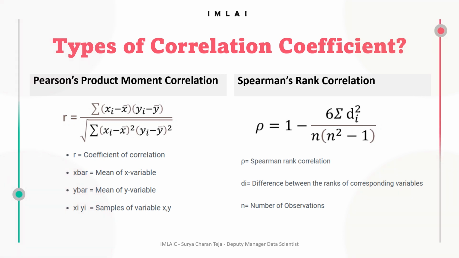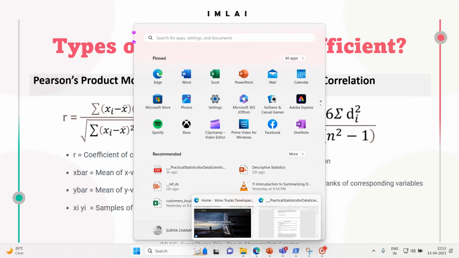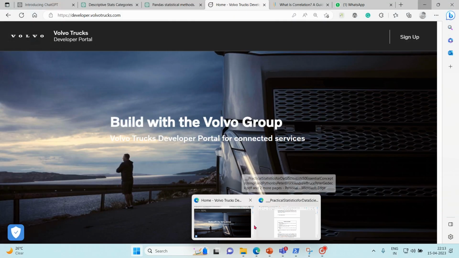So these are the two types of correlation coefficients which are widely used. One is Pearson's product moment correlation. The second one is Spearman's rank correlation. Now let's get into the action. Let's do some calculations.